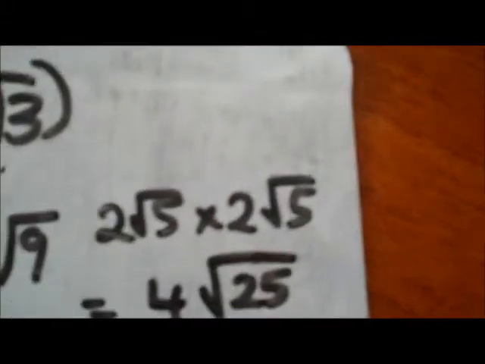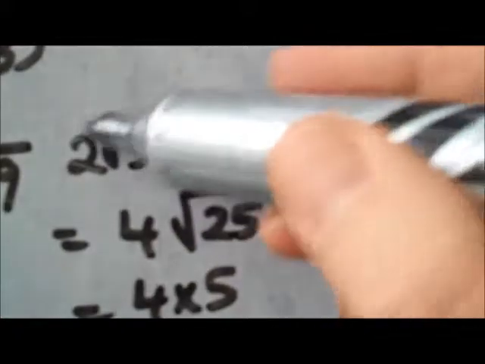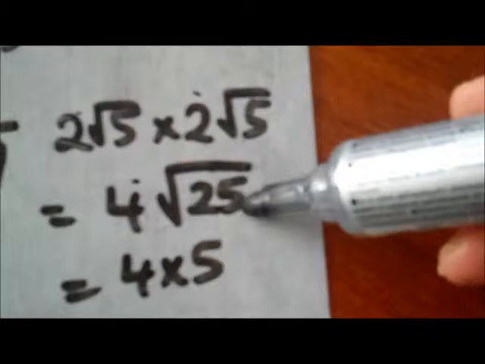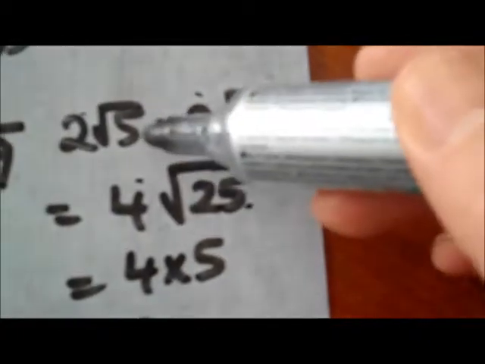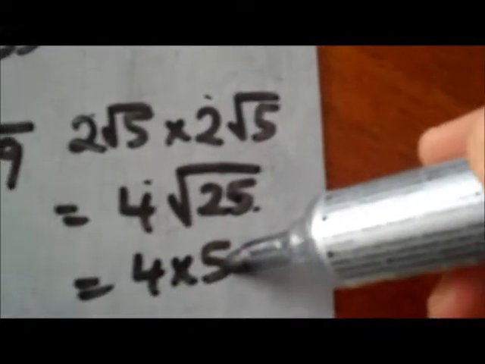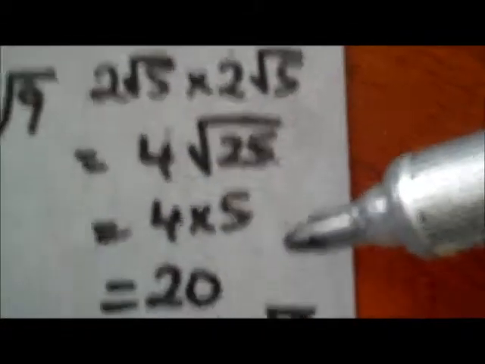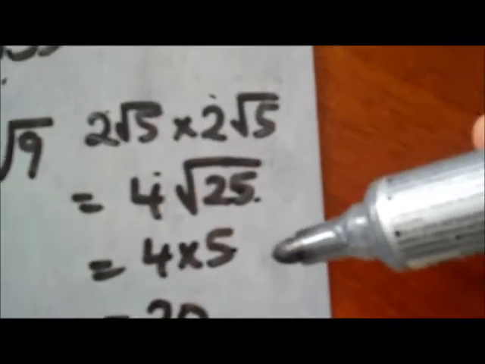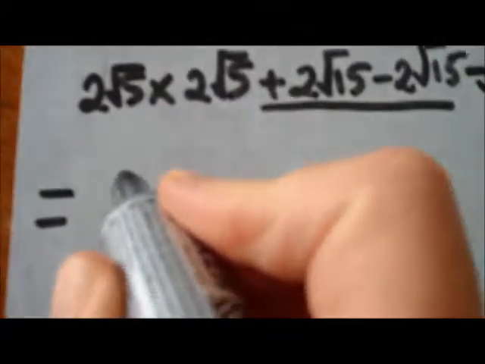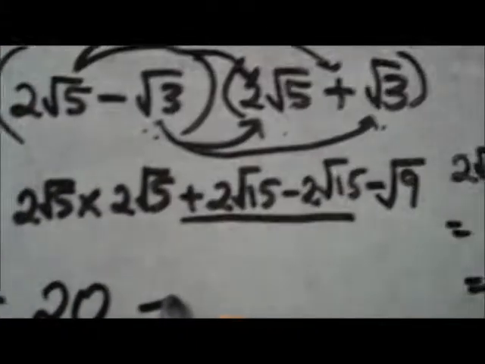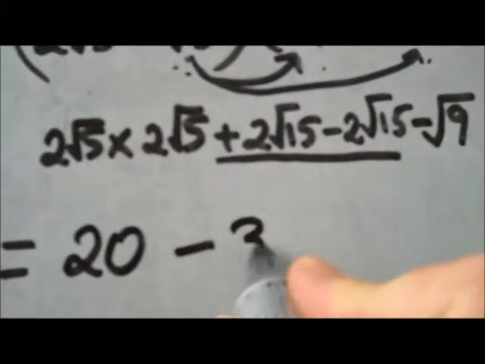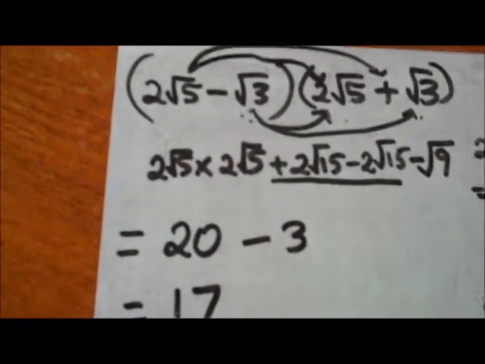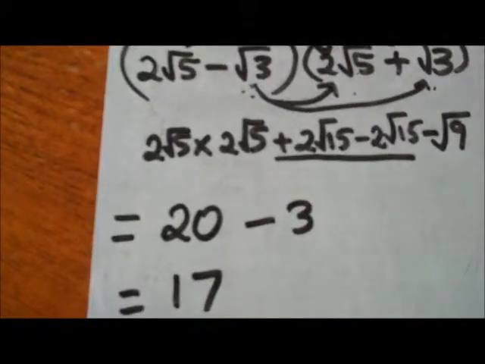So let's have a look over here. What does that equal? Well, 2 2s are 4, and root 5 times root 5 is the square root of 25, and the square root of 25 is 5. So I've actually got 4 lots of 5, which is 20. So 2 root 5 times 2 root 5, or 2 root 5 squared, is 20, minus, and what's the square root of 9? 3, which is 17. Who would have thought that all of that came down to one nice number?